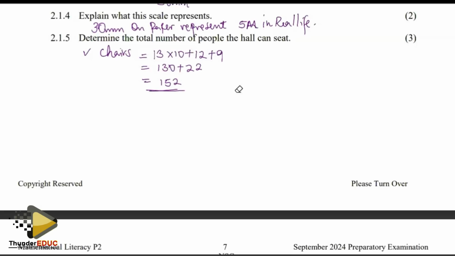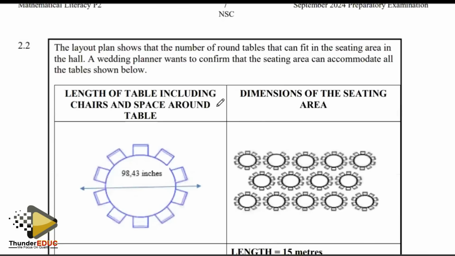Sorry, this is 2.1, not 22. This is 2.1, and you get 2.2. The layout plan shows the number of round tables that can fit in the sitting area in the hall.